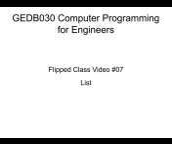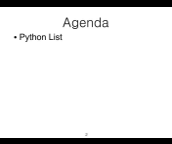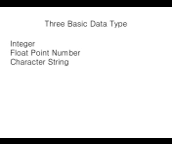This is Flip Class Video 7. In this video, we will talk about lists in Python. So far in this course, we've talked about 3 different kinds of data type, namely integer, float, and character string.